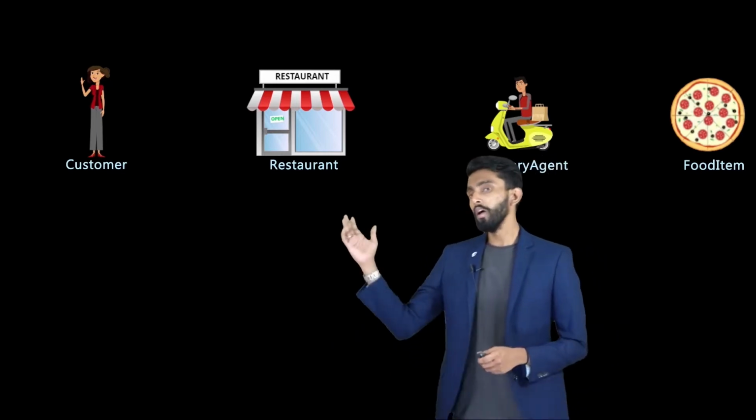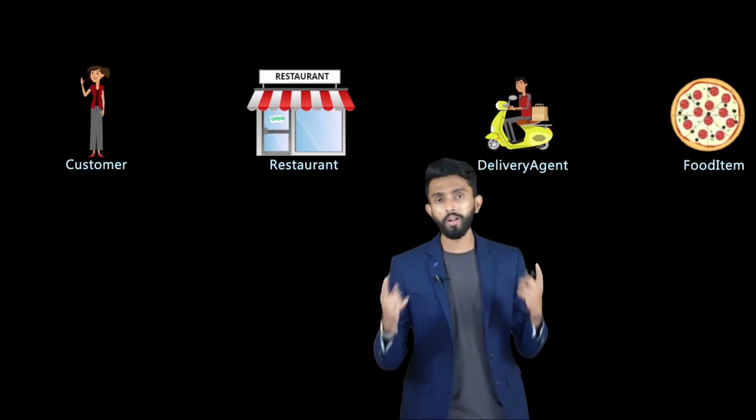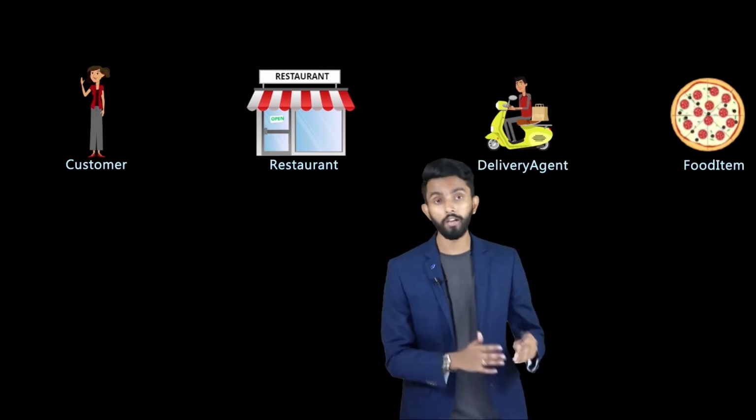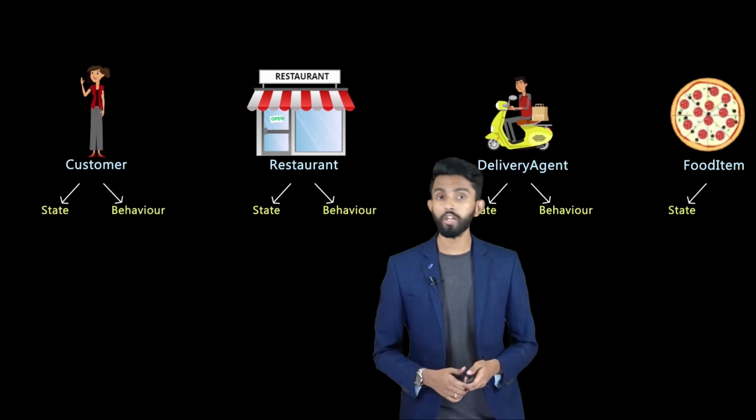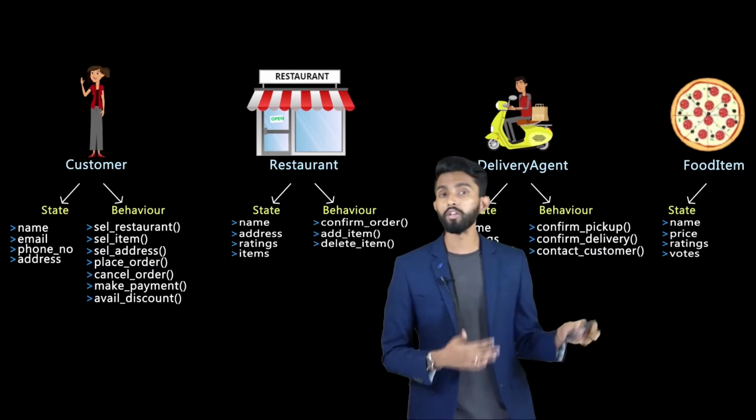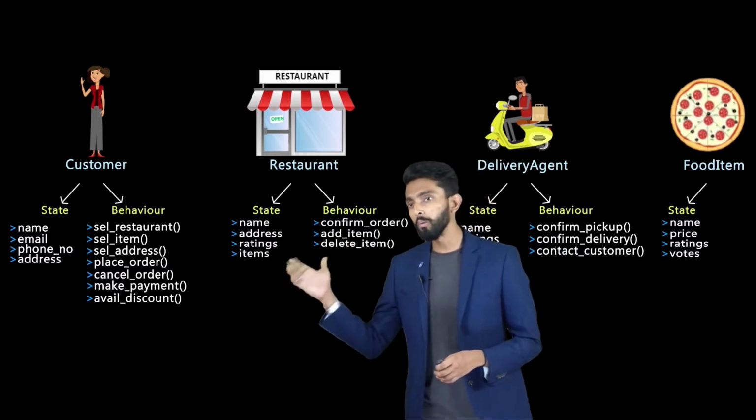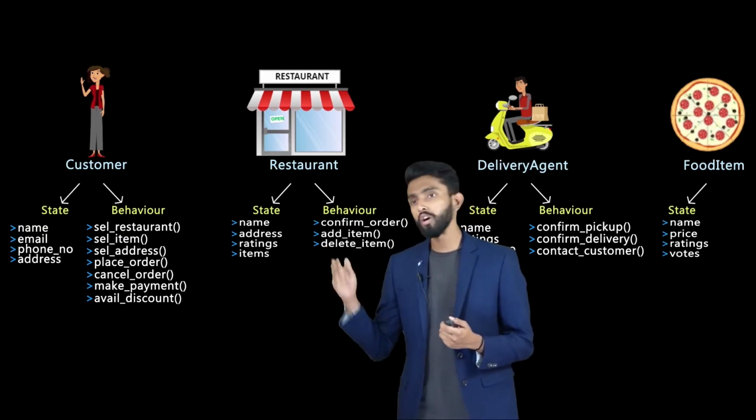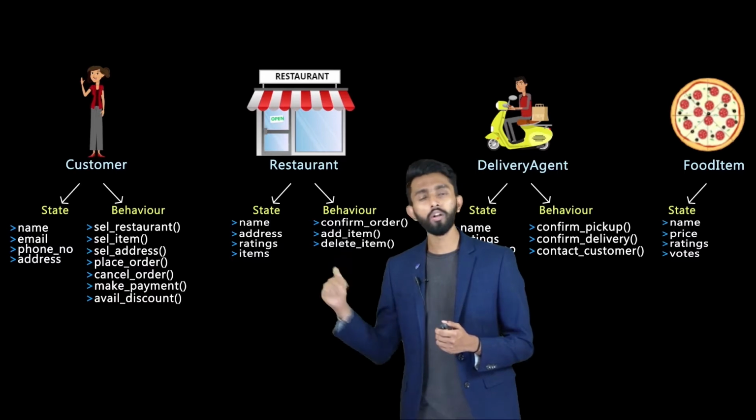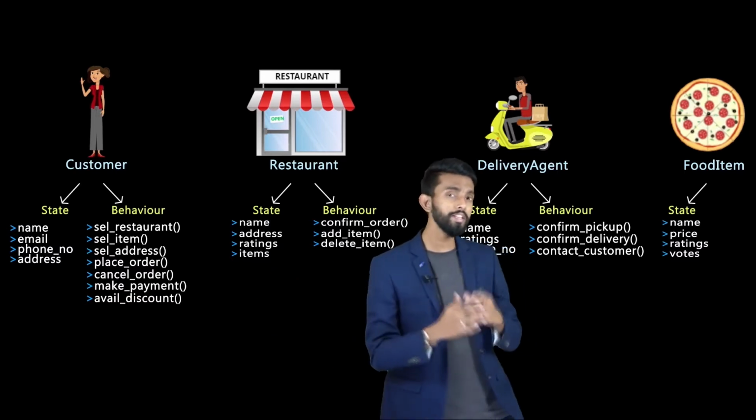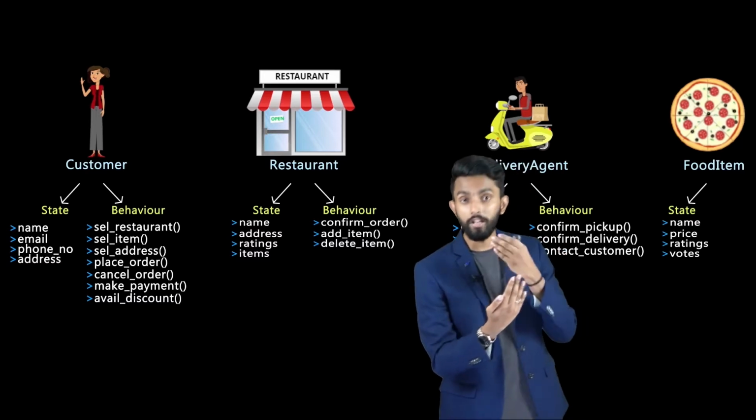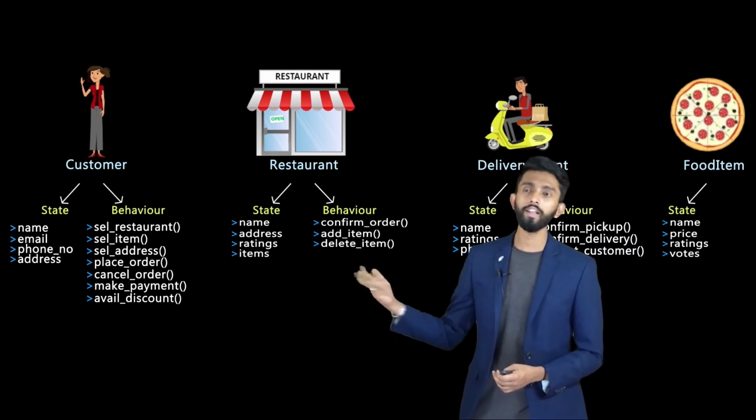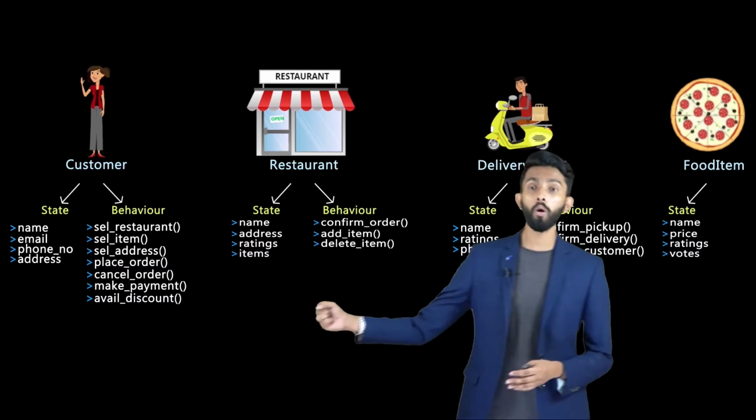See, very simple. You had not only identified objects, you had actually gone one step further and you had realized that in the real world, objects have state and behavior, or has part and does part. Naturally, even these objects have state and behavior, and different states and behaviors we had identified. For example, name, email, phone number and address are the properties about a customer which our app should capture. Selecting a restaurant, selecting a food item, selecting the address, placing the order, cancelling the order, making payment, availing discounts, probably these are the behaviors which the customer needs to exhibit on your food application. For a restaurant, maybe it's the name of the restaurant, address, ratings and items. Items meaning the food items, which you probably have to capture in your app.